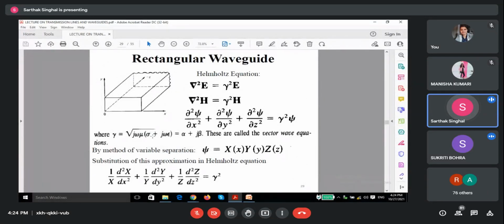This is a single rectangular waveguide. These are the walls, which will be made up of a thick metallic conductor, and the wave will be propagating along the z direction inside the media.